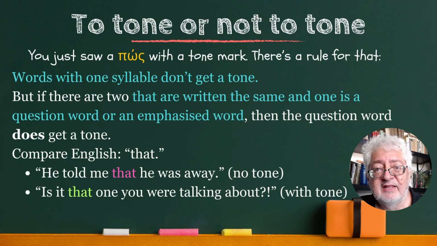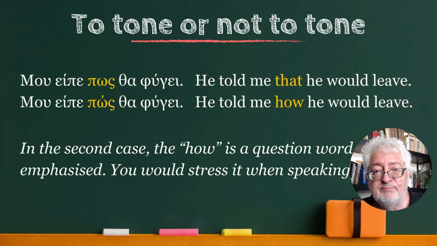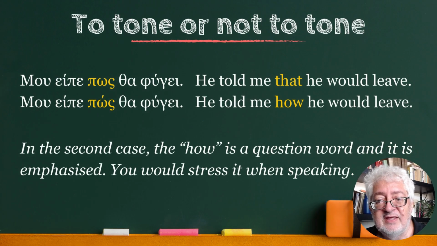So here's another example in Greek. Μου είπε πως θα φύγει. He told me that he would leave. Μου είπε πως θα φύγει. He told me that he would leave. Or μου είπε πώς θα φύγει. He told me how he would leave.